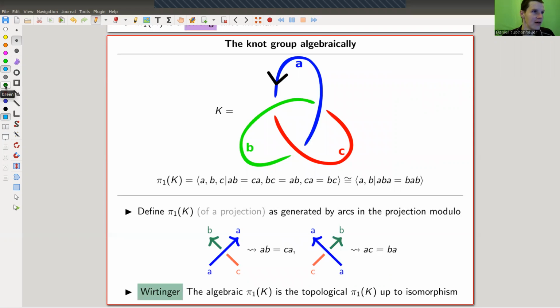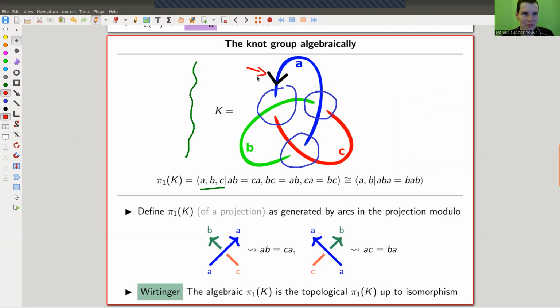The usual yoga: we have our knot projection here, and we label the arcs by some symbols, A, B, C, for example, and the knot group is then the group generated by A, B, C modulo relations around each crossing. So you have three types of relations around those crossings. Slight catch, I need an orientation to determine the relations, but let's not worry about it too much anyway.